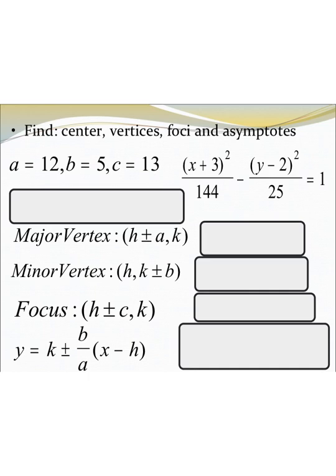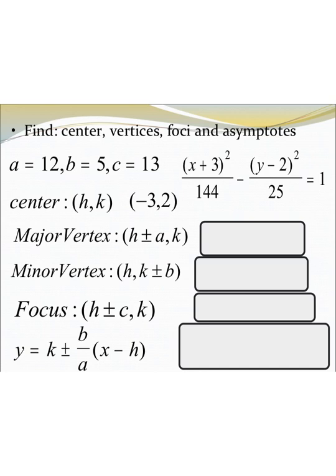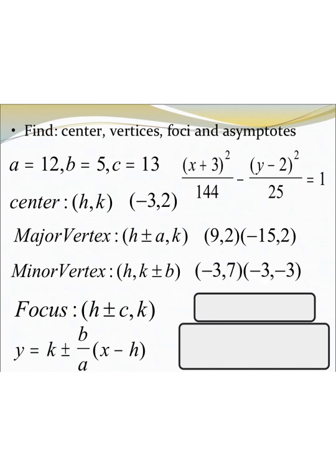Looking at our equation, I can pull my center from our equation. So I should have a negative 3 and then a positive 2 as my center. And then I can use those values to help me fill out the rest of my equation. So for my major vertex, we're going to have 9, comma 2 and negative 15, comma 2. For our minor vertex, we'll have the 2 points negative 3, 7 and negative 3, negative 3.